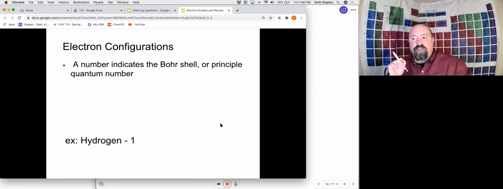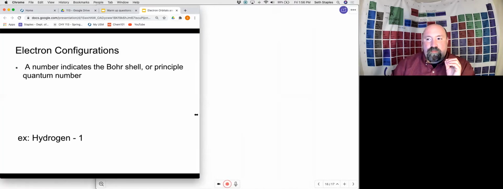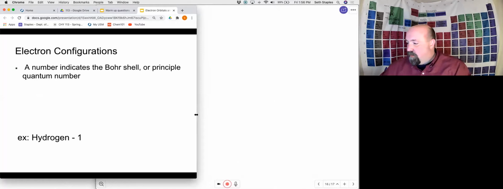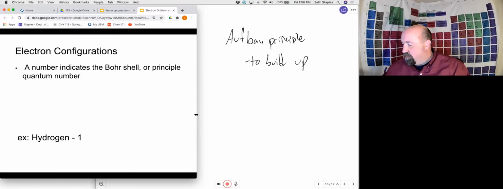And so let's take hydrogen just as our first very simple example. Hydrogen just has one electron. And so we want to define where that electron is. We have a couple of different overriding principles when we're looking at electron configurations. One of those is what we call the Aufbau Principle. Aufbau means to build up. There's an L in the word build, Professor Staples.